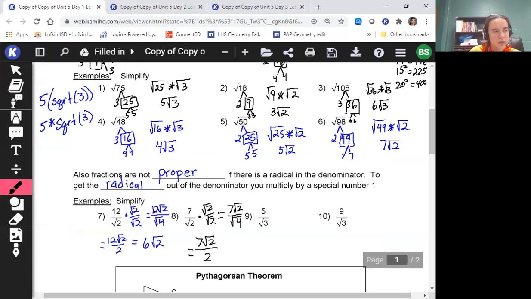Our next one, we have 5 over the square root of 3. So this time, instead of multiplying by the square root of 2, we're multiplying by the square root of 3. And again, still multiplying across. So we've got 5 square root of 3 over the square root of 9. And the square root of 9 is 3. So we have 5 square root of 3 over 3.